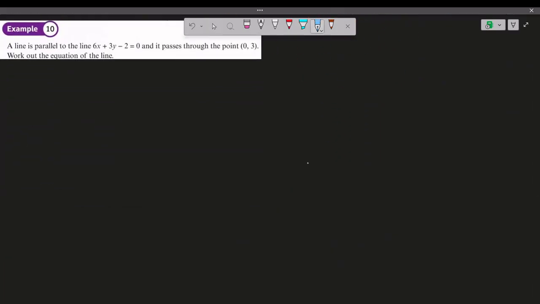Let us do this question now. A line is parallel to this line. Okay, there is a line given. That equation is 6x plus 3y minus 2 equals 0. That's okay, and it passes through it.